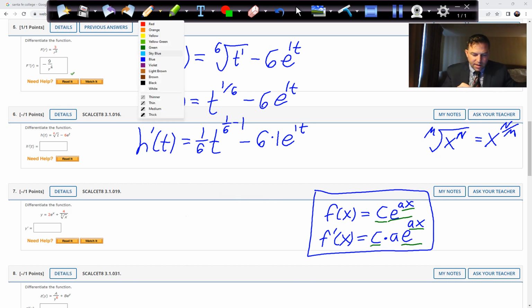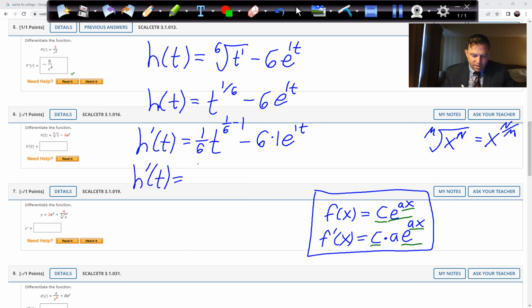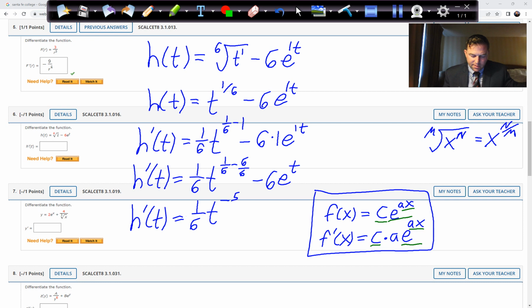And so we're going to get h prime of t is 1/6 t to the 1/6 minus 6 over 6. So change 1 to a denominator 6. This is just going to be 6 times 1, which is 6, e to the t. And all we have to do is write this as t to the negative 5 over 6, because you have 1 minus 6 is negative 5 over a common 6.